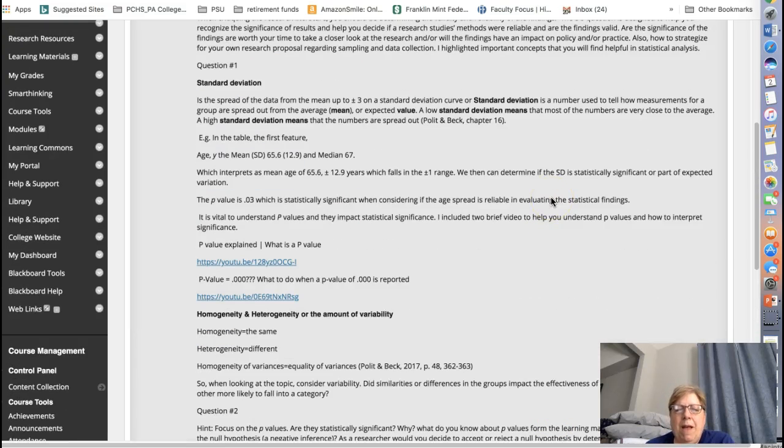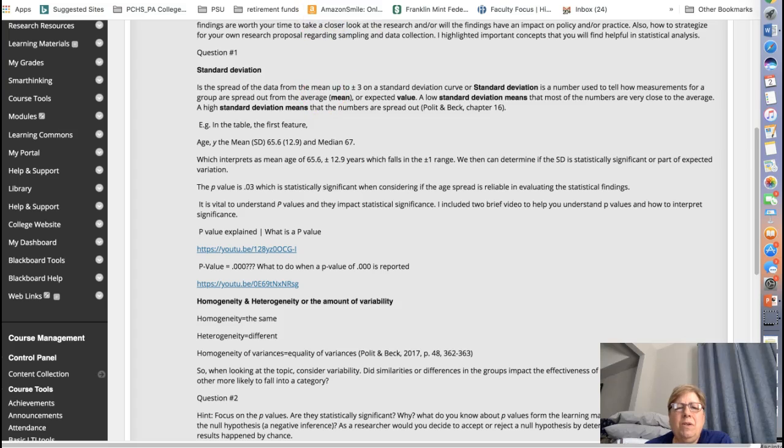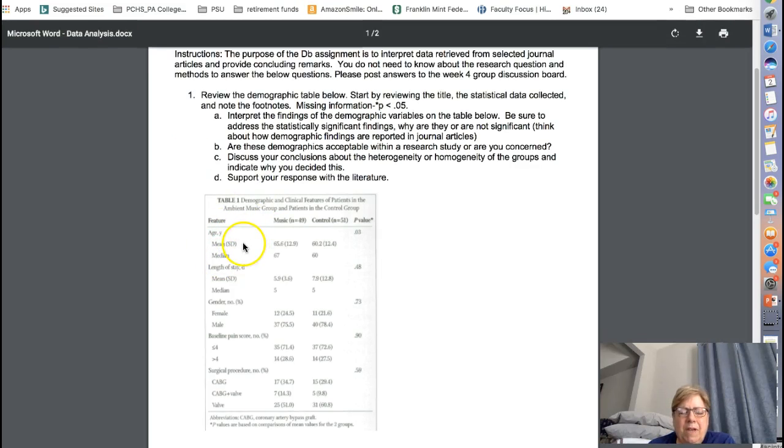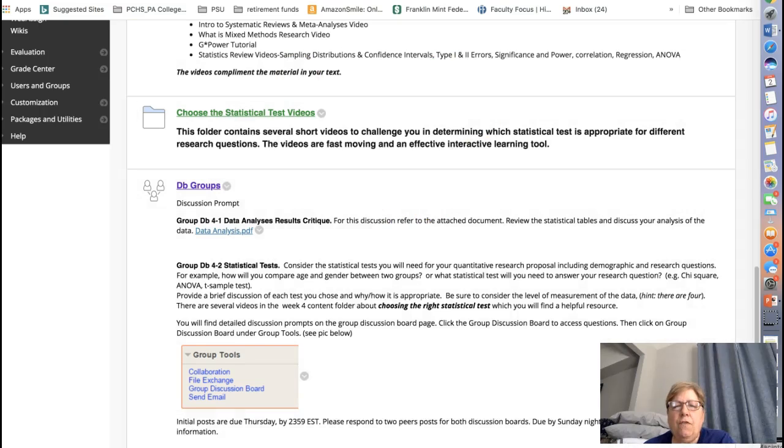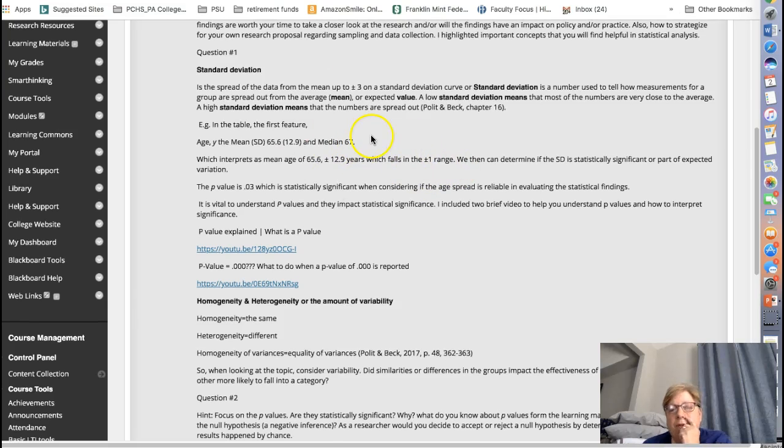So I talked a little bit about this in standard deviation, that you can read when you look at here you go, standard deviation, the mean. Here's the actual age, the actual standard deviation. This was the median group that you would have on the standard deviation curve.